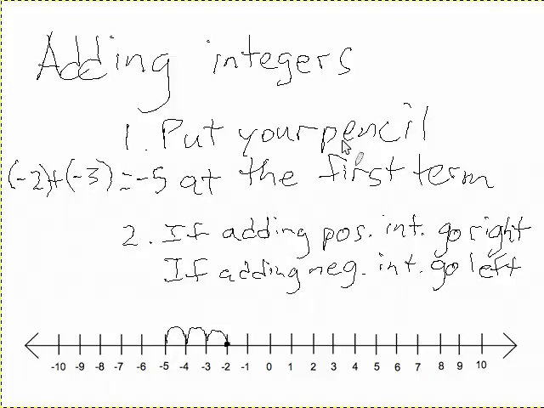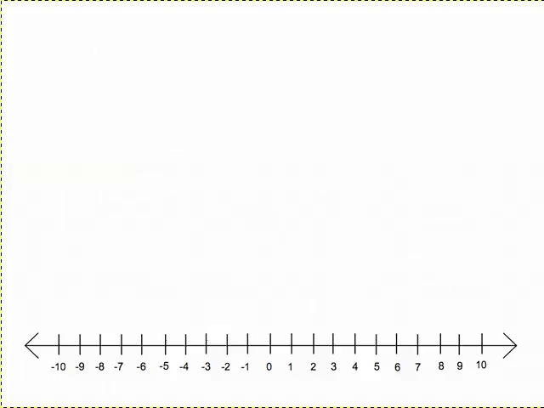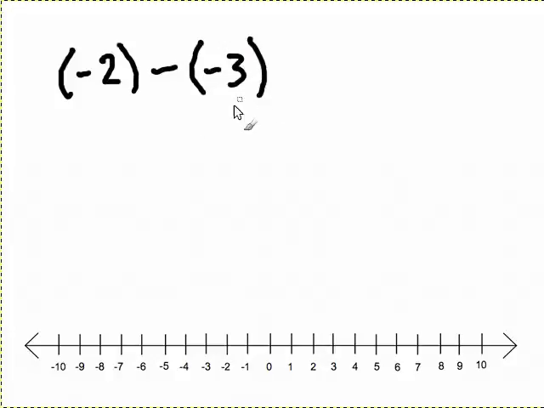So that's adding integers. But subtracting integers must be fairly different. If I were to change this problem to subtraction, you shouldn't end up in the same place. So you must have to do something different, and that's what we're going to talk about. If we have a problem such as -2 minus -3, obviously it's going to be different than if we had -2 plus -3, like I just showed you. We're going to be doing something radically different. Subtracting is the opposite of adding.